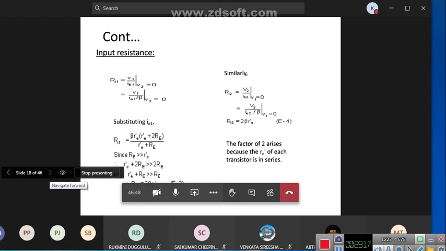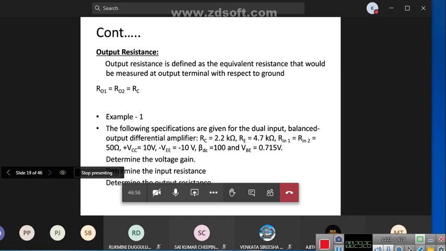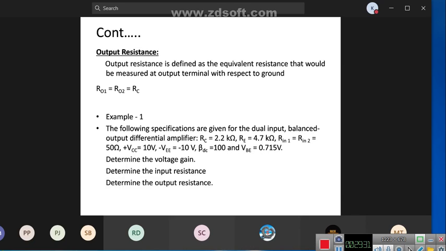So this is about the differential amplifier configurations, the DC analysis of the differential amplifier and the AC analysis of the differential amplifier. So one more thing, it is how to calculate the output resistance. The output resistance is defined as the equivalent resistance measured at one output terminal with respect to ground, right? So here RO1, RO2 equal to RC. So the first stage and the second stage output resistance equal the collector resistance RC. Why? Because the output resistance is measured at one of the output terminals with respect to ground.